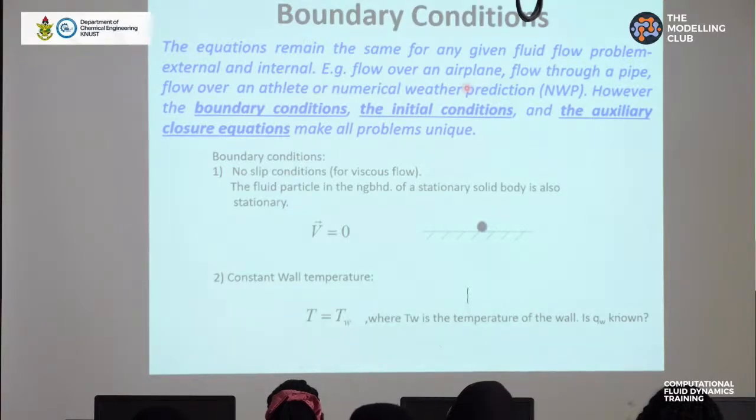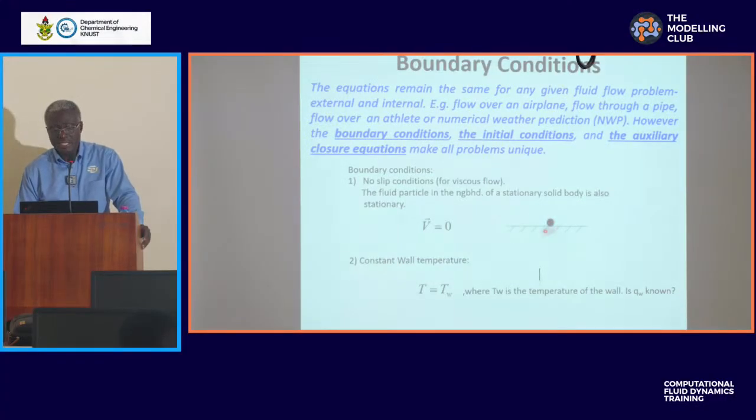One, you have the no-slip condition for viscous flow. That is, the fluid particle in the neighborhood of a stationary body is fixed, stationary. The fluid in contact with the surface has a velocity of 0. Two, we can also assume that the wall temperature is given. If the wall temperature is given, that doesn't mean that your heat flux is known.